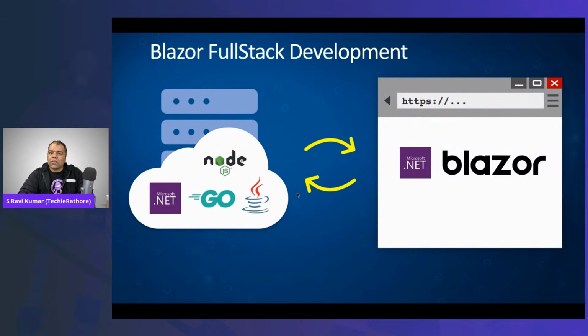So when we talk about Blazor full stack development, it works like this: you have a backend which you can write in .NET, Go, Node.js, Java, whatever technology you want to choose. You can write your backend code in that technology, and in the front end code, you can use Blazor to communicate between these technologies.